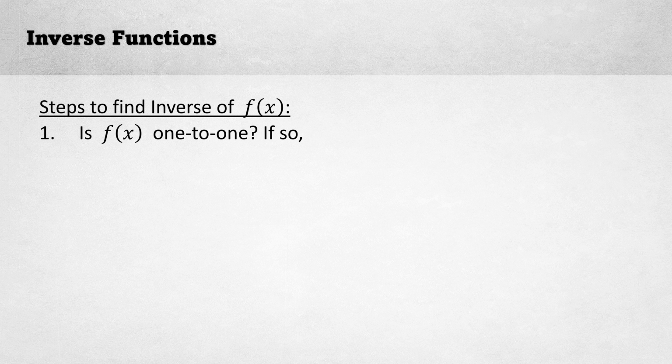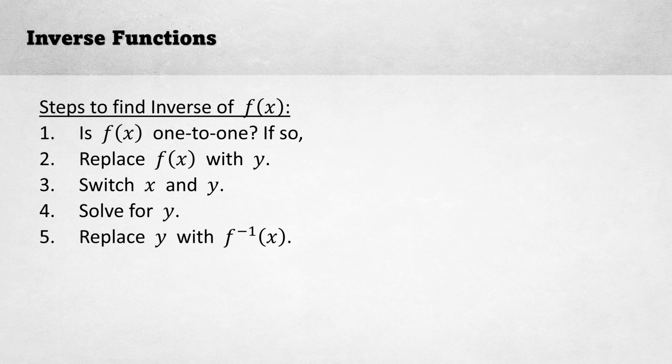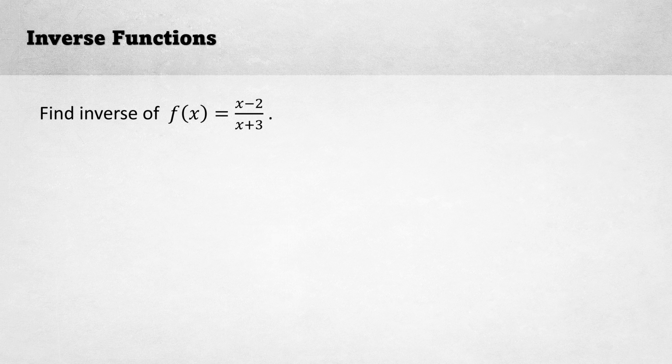To find an inverse function of f of x, we can follow a series of steps. First, we need to make sure f of x is 1 to 1. Otherwise, it does not have an inverse function. If f of x is 1 to 1, we proceed to the next step. The second step is to replace f of x with y. Then we switch x and y, solve for y, and then replace y with f inverse of x. And finally, we check the domain restrictions to ensure the domain of the inverse function equals the range of the original function.